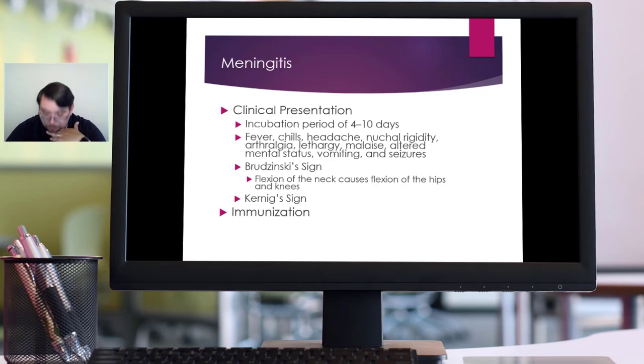It's where they have difficulty putting their chin to their chest. We may also see altered mental status, malaise, vomiting, or even seizures. The big thing that we're going to be looking for here is what's called the Brudzinski sign.